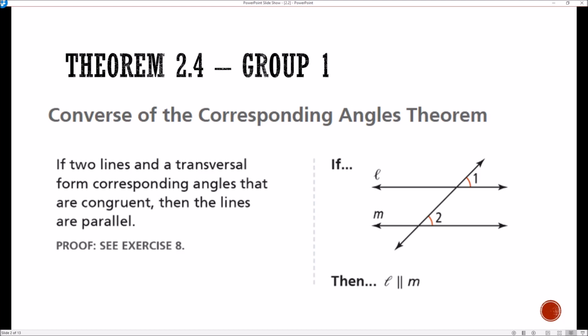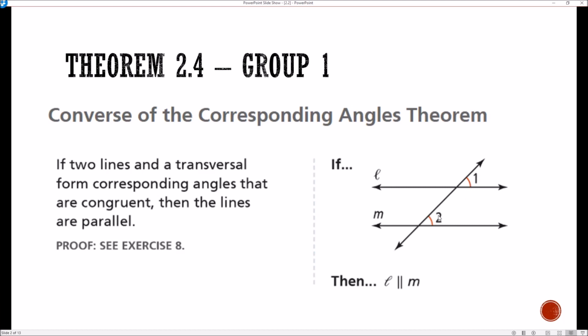You'll see it used to say if two lines are parallel, then the two lines and a transversal crossing them create corresponding angles that are congruent. Now we have if two lines and a transversal form corresponding angles that are congruent, then the lines are parallel. So now we have if Q then P from our last lesson. So let's look at this. We have two lines and a transversal forming corresponding angles that are congruent. So we have lines L and M, and then here's our transversal, and we have corresponding angles.